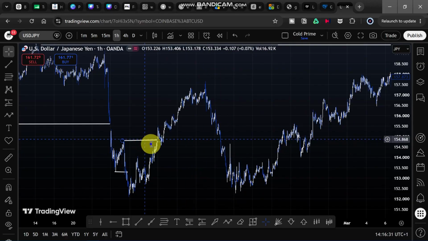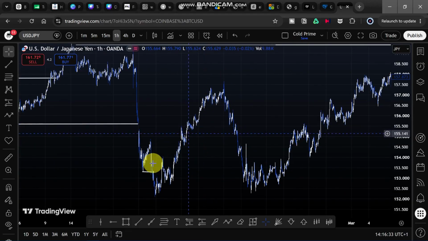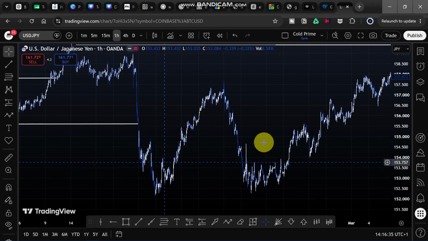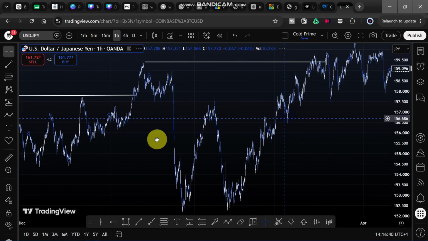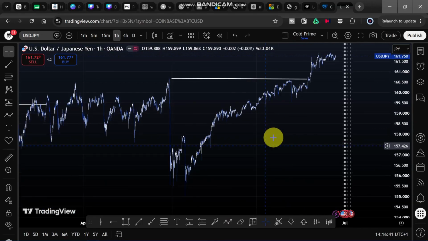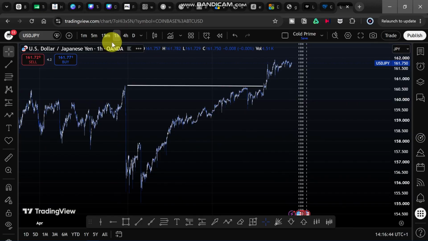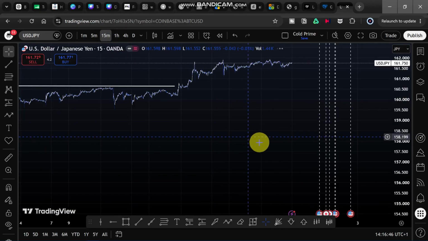So this is how you do your analysis. Now, let's check another lower time frame, because we use the intermediate time frame. Let's look at the 15 minutes time frame as well.